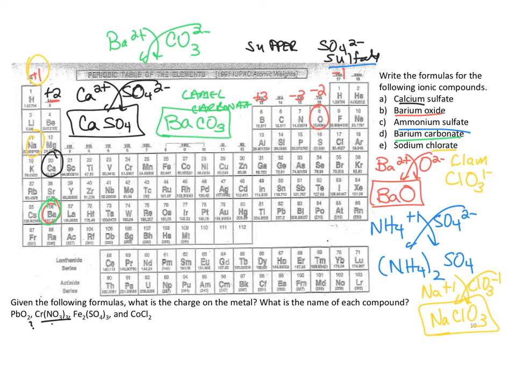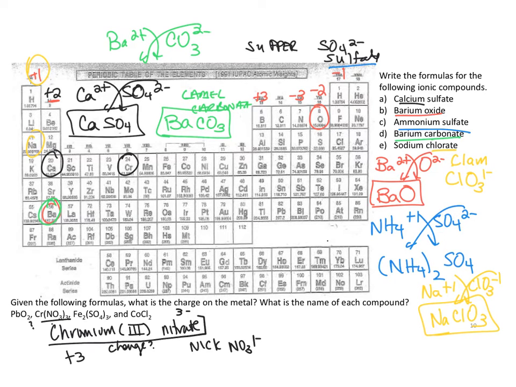Okay, so Cr is a transition metal. So that's chromium. And we're going to have to put the charge in the Roman numeral, but I don't know what that is yet. NO3 is nitrate. And I do know nitrate comes from Nic, and that's an NO3 1 minus, and there's 3 of them. So if that's 3 minus and there's 1 chromium, this has to be a +3, so it's going to be a Roman numeral 3. So it's chromium 3 nitrate.